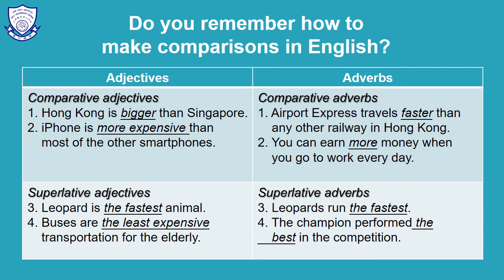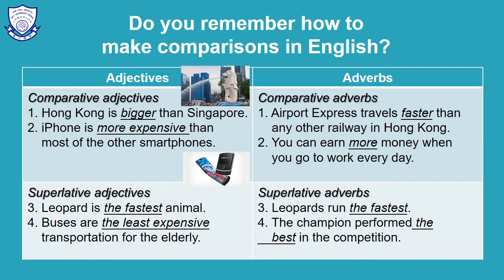Do you remember how to make comparisons in English? Very often, we use adjectives to describe things. But when we make comparisons, we use comparative adjectives. Take a look at the first example sentence. Sentence number 1. Hong Kong is bigger than Singapore. Sentence number 2. iPhone is more expensive than most of the other smartphones.